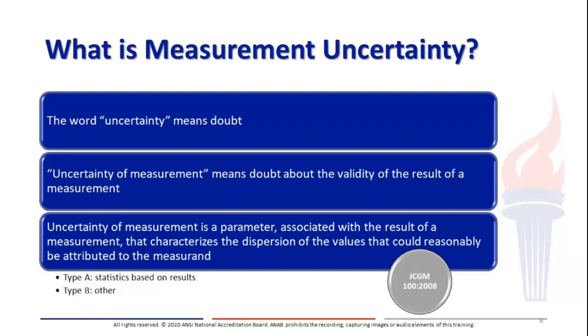Measurement uncertainty is a parameter associated with, and this is the definition from the VIM and from the JCGM 100, which is the GUM, the result of the measurement that characterizes the dispersion of values that could reasonably be attributed to the measurand. And when we get into the GUM, this JCGM 100, it'll describe what type A contributors are and what type B contributors are.